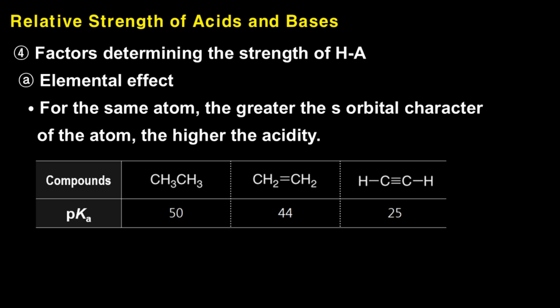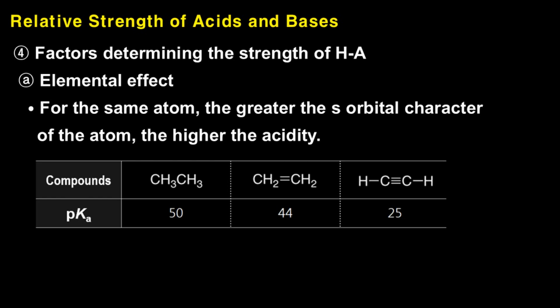And when electrons are closer to the nucleus, the conjugate base is more stable, which makes the acid stronger. Let's look at some carbon-hydrogen bonds to see how this works. Acetylene, which is sp hybridized and has about 50% S character, is the most acidic. That higher S character means the electrons are held tighter to the nucleus, and that helps stabilize the conjugate base.